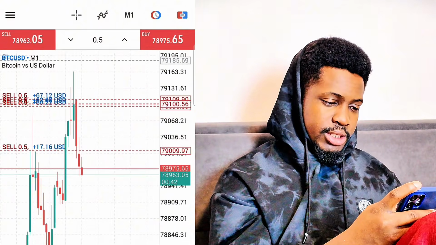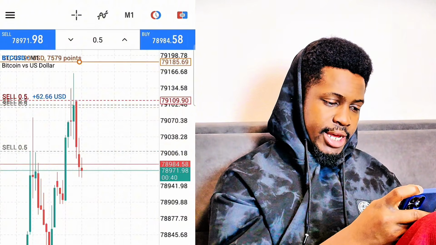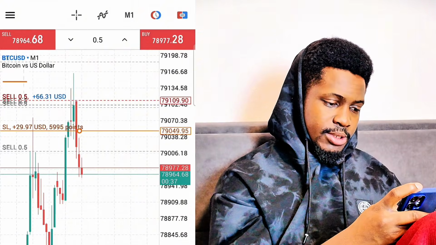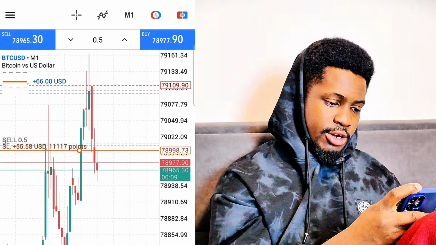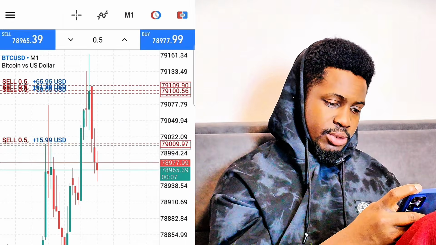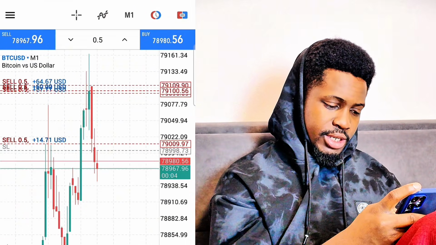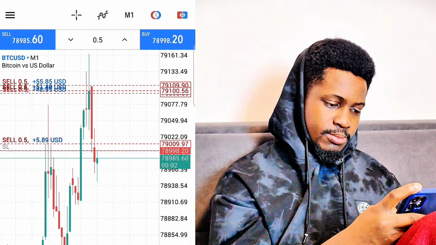But I'm thinking on locking this stuff again. Let's lock in the profit again. Might as well just take it up to like break even of this second stuff, but let's just leave it a little bit below. Yeah, so this is just roughly still break even. Let's see how this plays out.